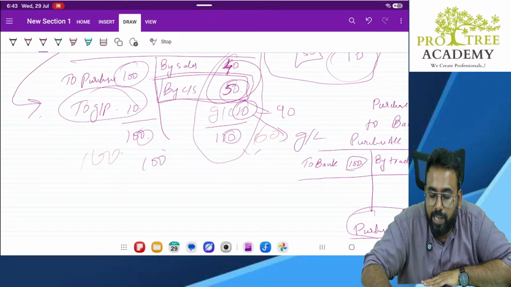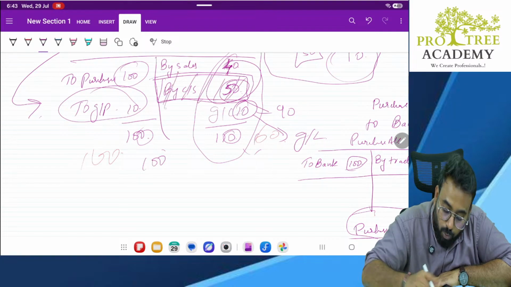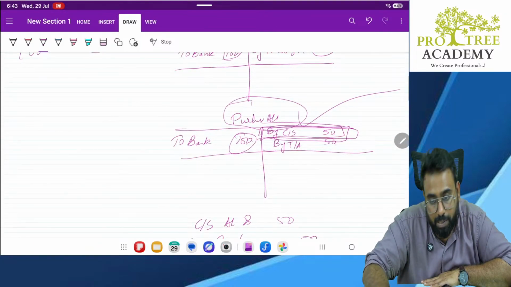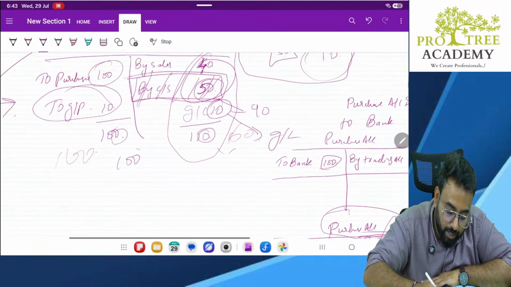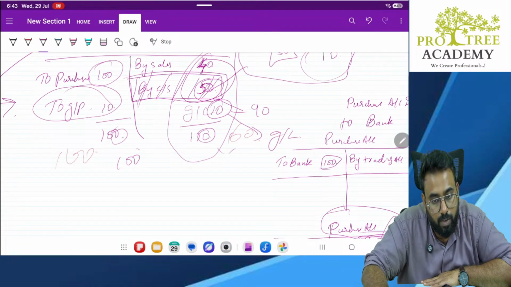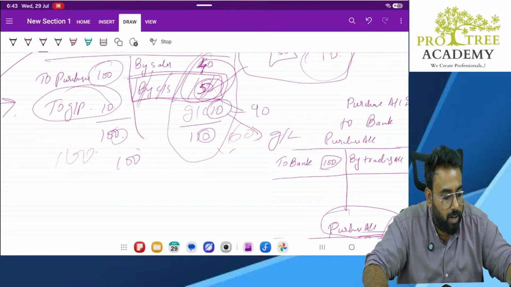I hope you are understanding the logic behind why closing stock is shown on the credit side. If you don't want to show it in the trading account, then you need to show it in the purchase account. Sir, I don't want to show it in the purchase account, then you show it in the trading account. Is everybody understanding? If you are having any doubts, please raise your questions. If you are not having any doubts, please say, I am good, sir, we can go ahead.